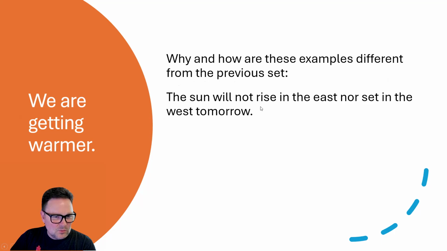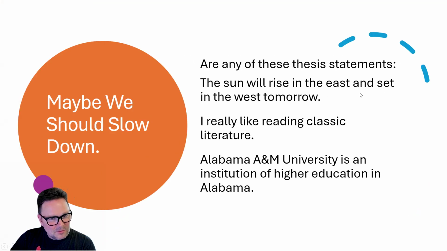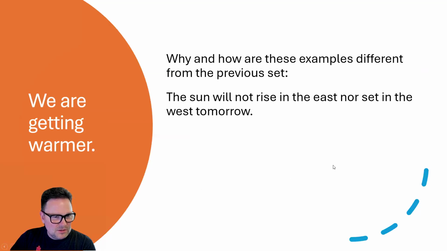How is this one? The sun will not rise in the east nor set in the west tomorrow. How is that much different from this one? This is sort of a statement of fact, kind of like all these. Well, this is an opinion. There's another statement of fact. So what did we do here? What did we do with it here in this sentence?